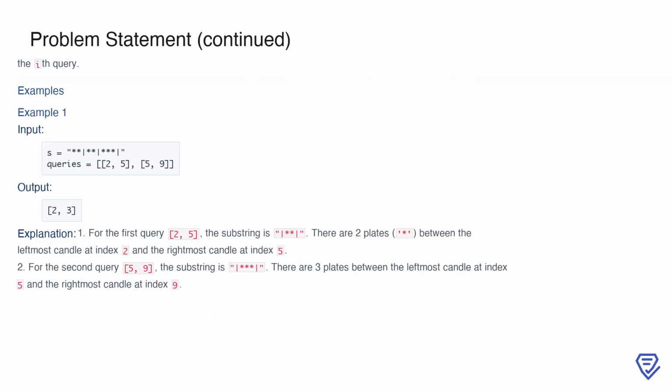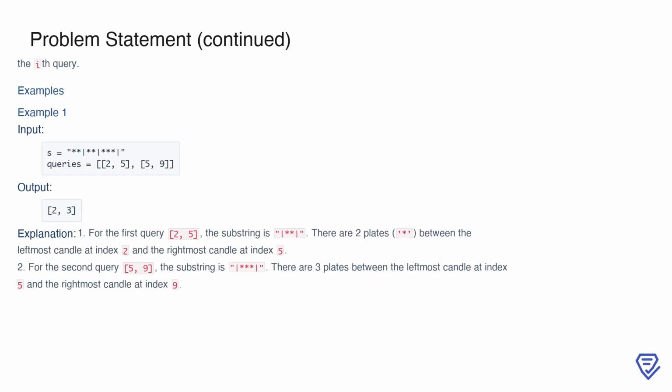Let's look at an example to better understand the task. Suppose the input string is s equals the example string of plates and candles, and the query array is queries equals [[2, 5], [5, 9]]. For the first query, the range specified is 2, 5, corresponding to a substring of plates. Within this range, there are two plates situated between the leftmost candle at index 2 and the rightmost candle at index 5. Hence, the answer for the first query is 2.